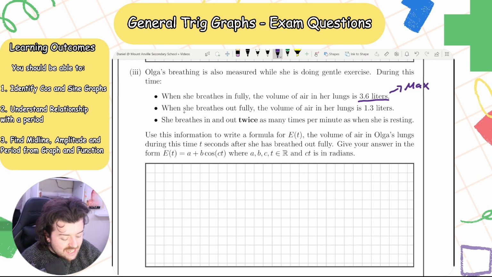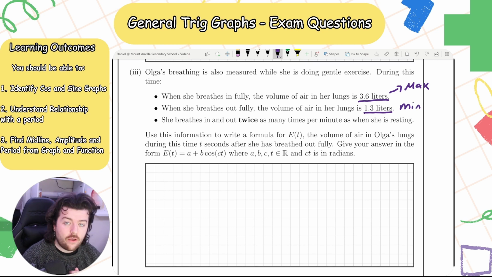When she breathes out fully, the volume of air in her lungs is 1.3 liters. So that would be her minimum value, or the minimum capacity of her lungs, because just because we do a full exhale doesn't mean we exhale all the air in our lungs.